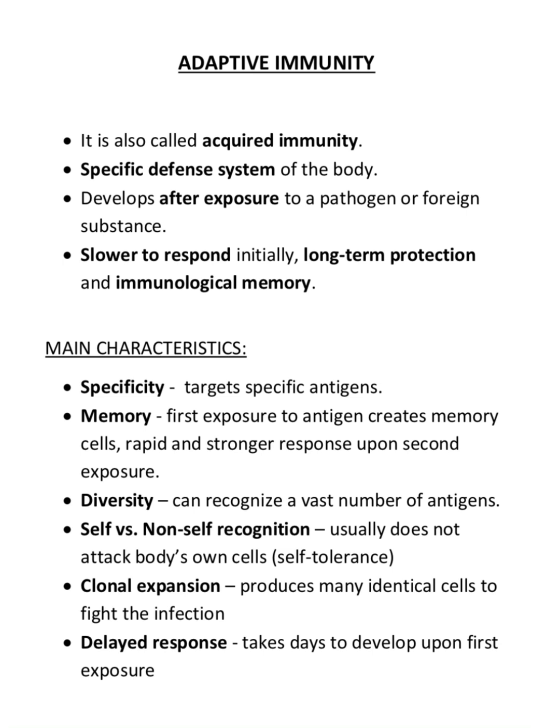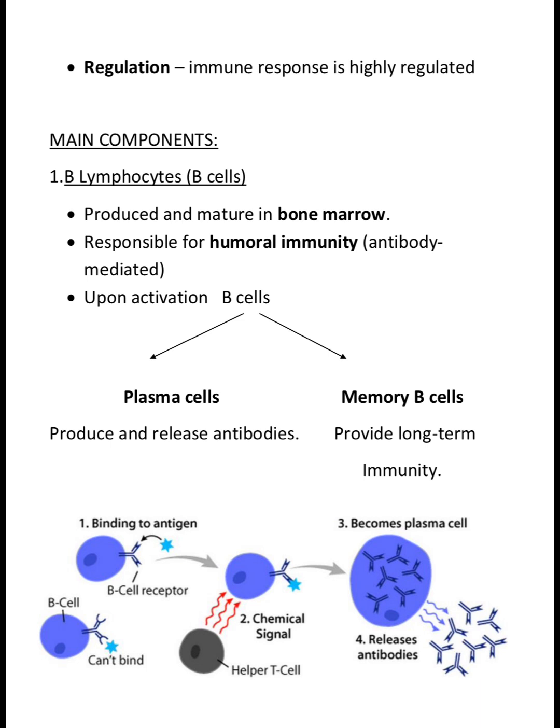Delayed response. Unlike innate immunity, adaptive responses take days to develop upon first exposure, but it is more precise. Regulation. Adaptive immune responses are highly regulated to prevent overactivation and damage to normal tissues. Now let us look into the main components of adaptive immunity.